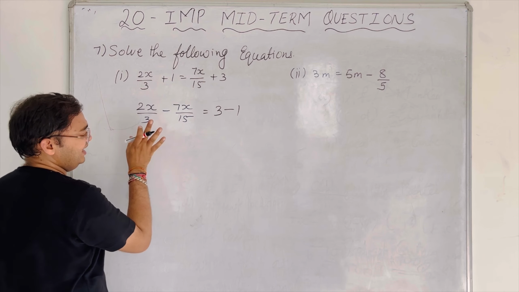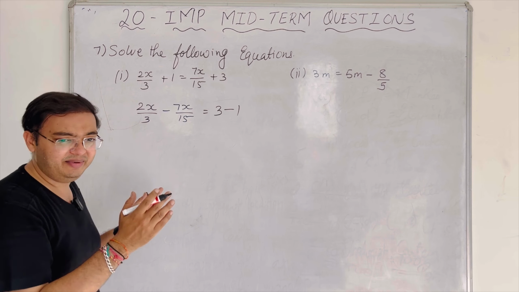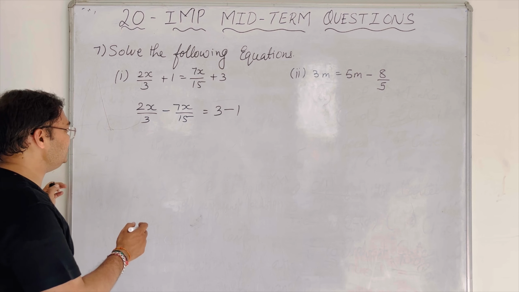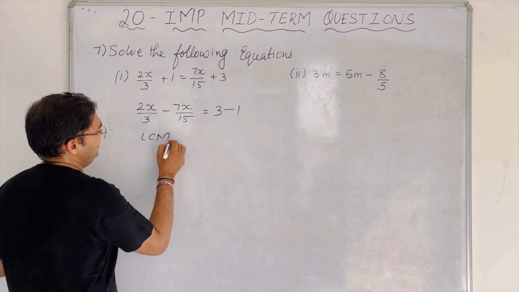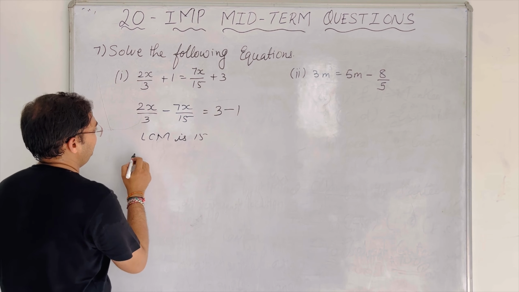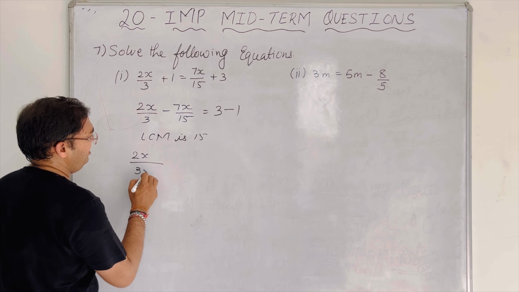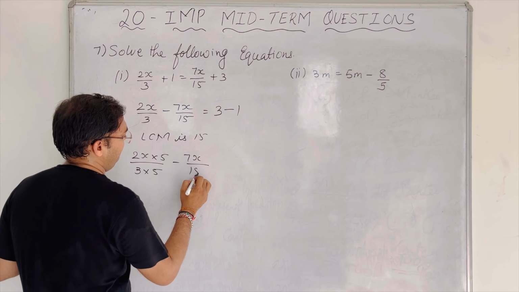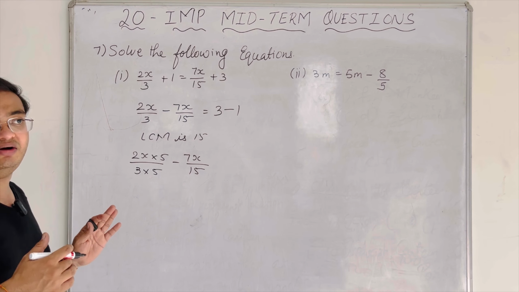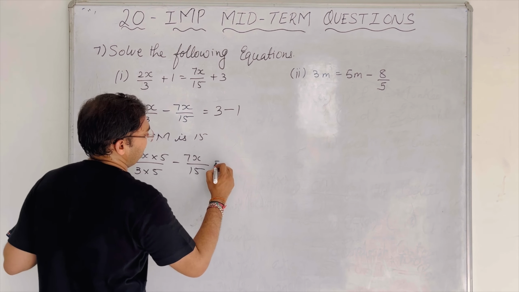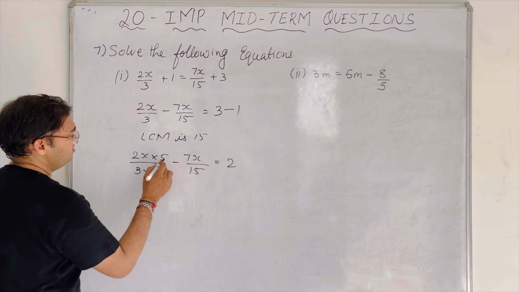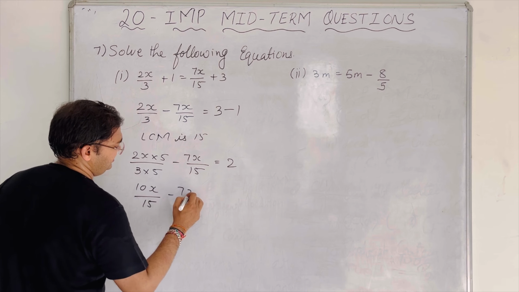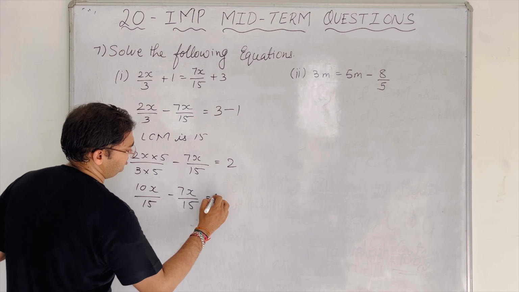So here we found that the denominator is not same, so first of all we will find the LCM. And what is the LCM? LCM is 15, that means 2x upon 3, if I multiply with 5, and 7x upon 15 will be as it is, because the denominator is already 15, which is equals to 2. That means 10x upon 15 minus 7x upon 15 is equals to 2.